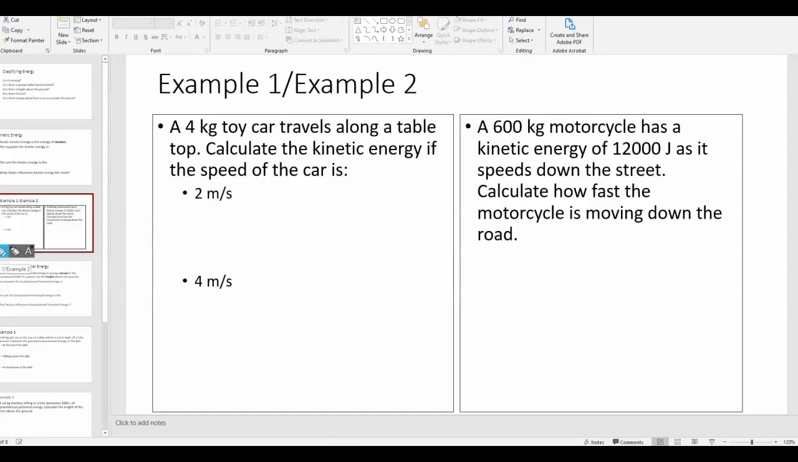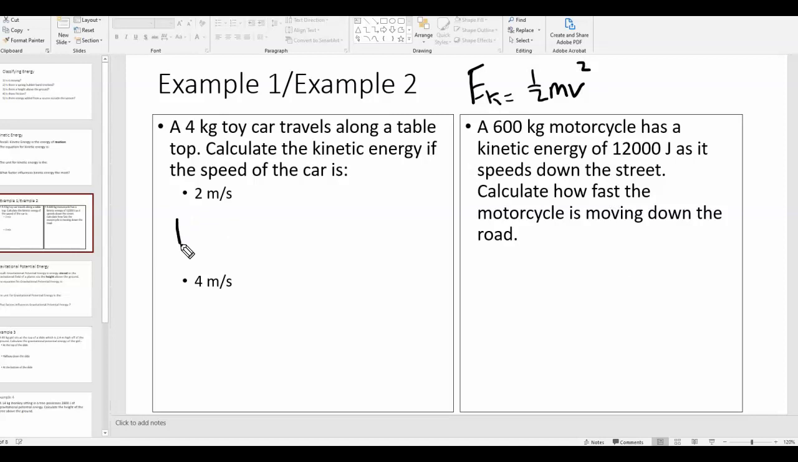Okay, so let's take a look at example 1 and example 2. Example 1 is on the left. It says a 4-kilogram toy car travels along a tabletop. Calculate the kinetic energy if the speed of the car is 2 meters per second and then 4 meters per second. Again, kinetic energy equation, that's 1/2 mv squared.